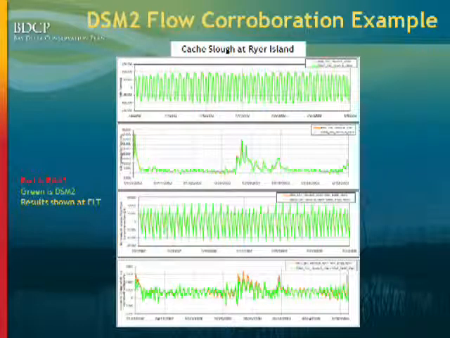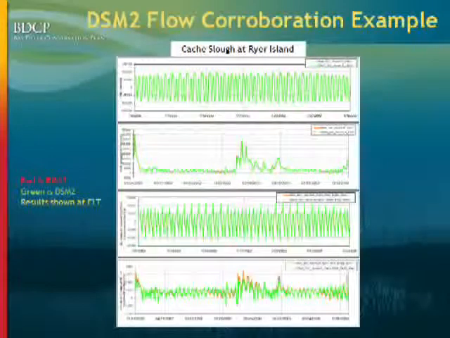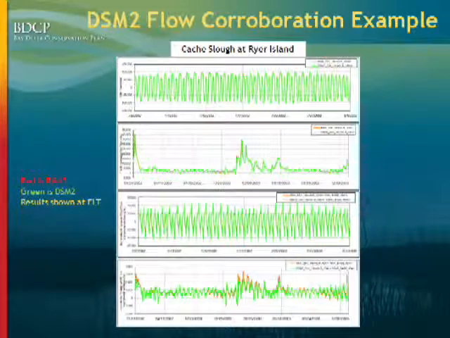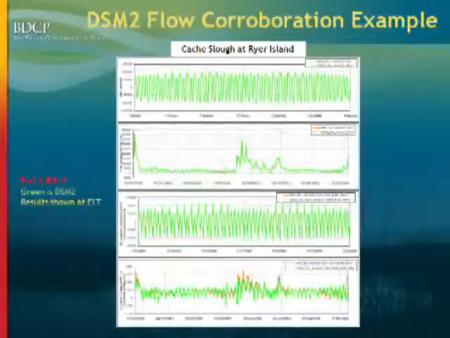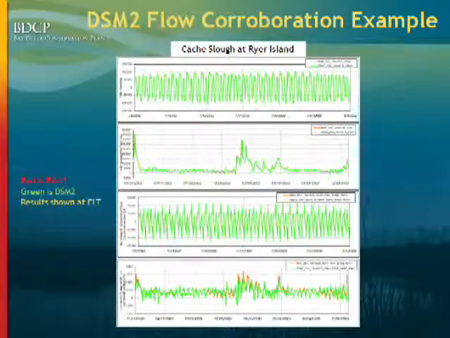So just an example of what we looked at as part of the corroboration. A lot of information. I'll try to walk you through it. We have two different curves here. The red curve represents the two-dimensional model result, and the green curve represents the DSM2 model result. What you're seeing is the Cache Slough flow, the tidal flow and net flow in Cache Slough at Ryer Island, which is basically the entrance point to the entire Cache Slough complex.